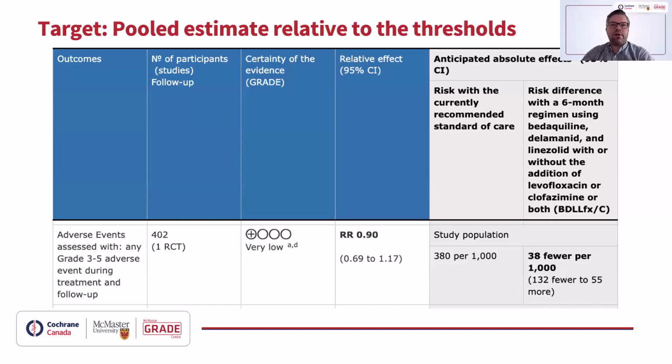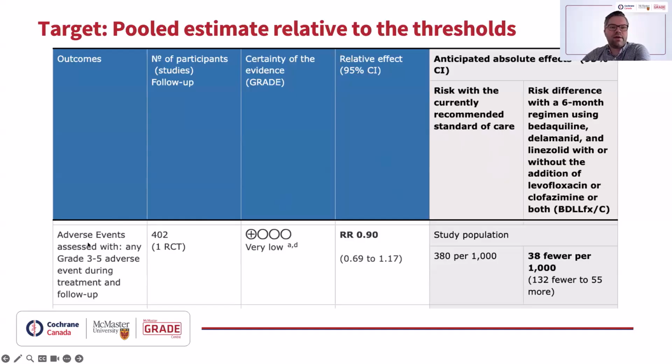So here we have an example of an evidence profile or summary of findings table that we would typically see in a Cochrane review. It's an example from the topic of multi-drug resistant tuberculosis, comparing the risk of adverse events with a currently recommended standard treatment to a new combination treatment.